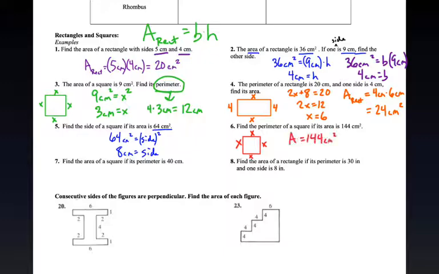Well, if the area is 144, then each side has to equal 12 centimeters. There's 4 of them. 4 times 12 is 48 centimeters.